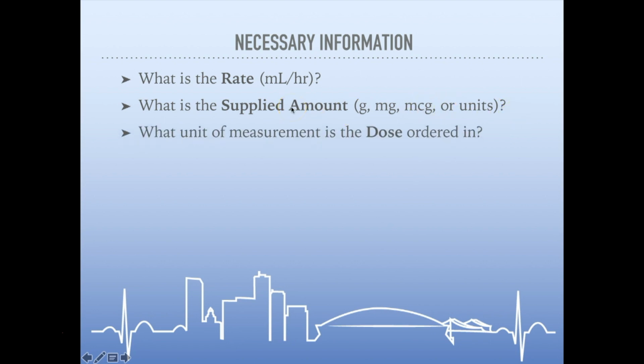The next thing we need to know is what unit of measurement the dose was ordered in. We have to ensure that the dose and the supplied amount are measured in the same units of measurement, whether that's grams, milligrams, micrograms, or units. And if one is not in the same unit of measurement, we need to convert it using the rule of 1,000. The next thing we need to know is, was this a weight-based order?